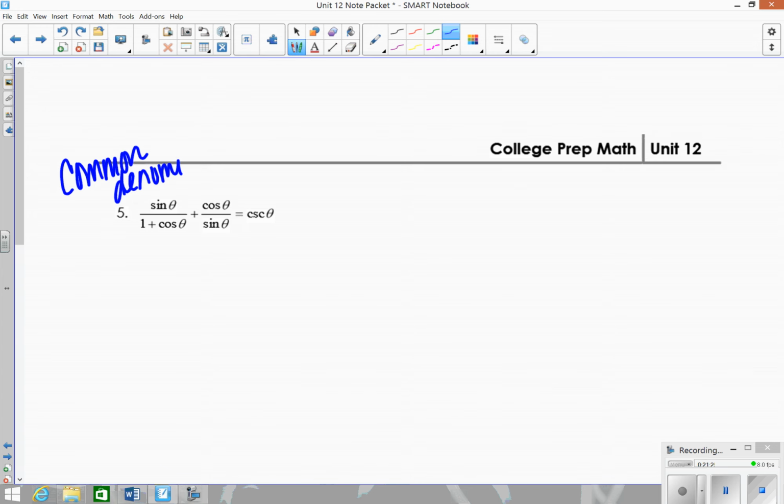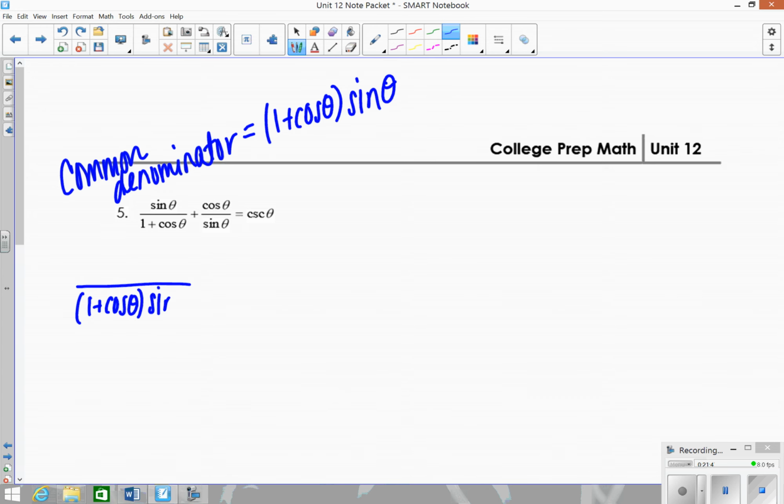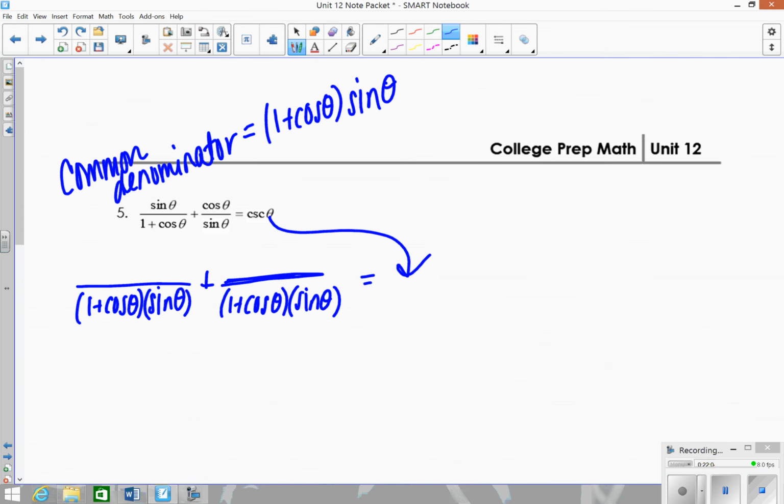So the common denominator for this is going to be 1 plus cosine theta times sine theta. There's no other way to write a common denominator. That's the smallest function that both of these denominators go into. So that means I need that to be my denominator for both pieces. So I'm just going to rewrite that. And then I'm just going to keep that equals here because this is just coming down. I'm trying to get it to equal cosecant.